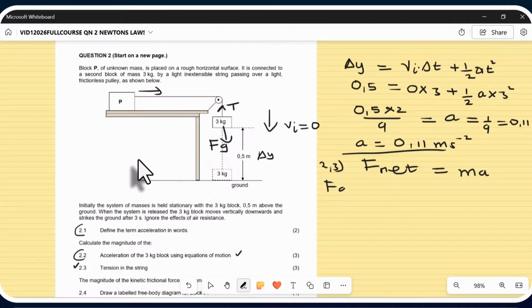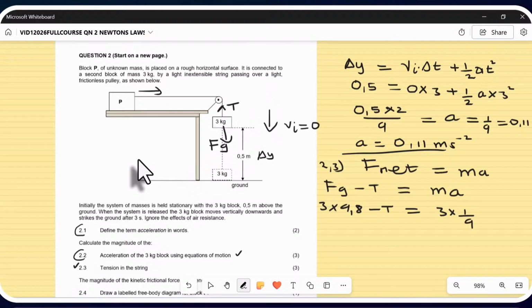the magnitude of the kinetic frictional force experienced by block P is 27. So what must I do? Draw a labeled free body diagram for block P. Block P is on the surface, we know it has weight opposed by frictional force, that's Fk, and then normal force, and then the tension. So my free body diagram is going to be like this. Hope you agree with me, guys.